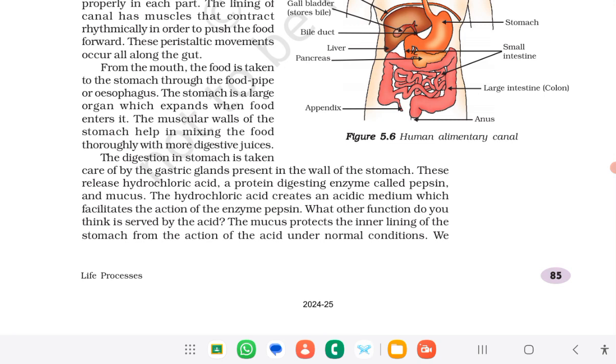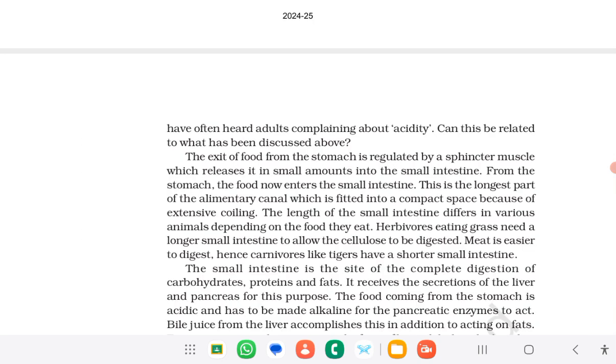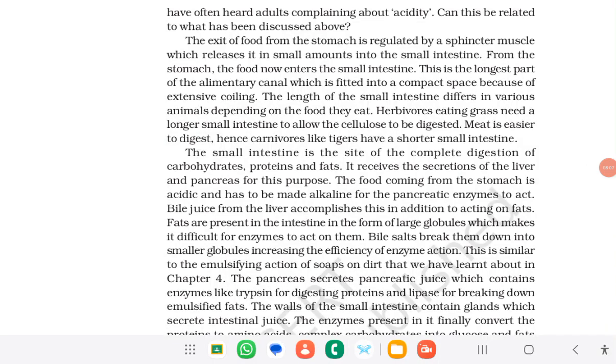What other functions do you think are served by the acid? The mucus protects the inner lining of the stomach from the action of the acid under normal conditions. We have often heard adults complaining about acidity. Can this be related to what has been discussed above? The exit of food from the stomach is regulated by a sphincter muscle which releases it in small amounts into the small intestine.